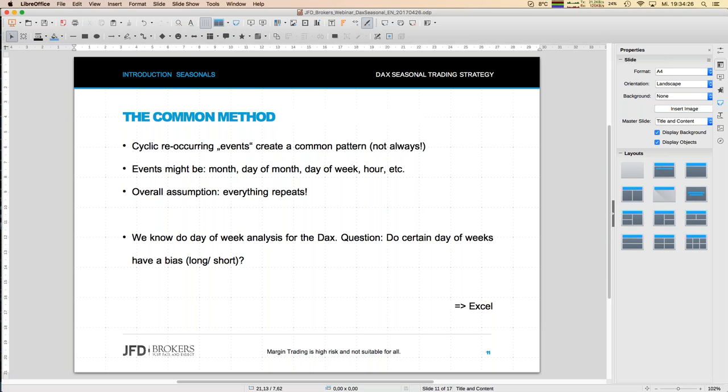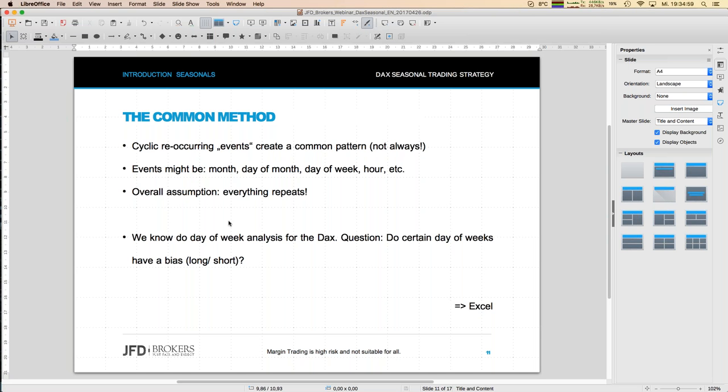Finally, we might go down the time frames even to hours or whatever. Then we would have typical behavior within a day, and we might find there as well some profitable relationships. The overall assumption here is that everything repeats, and that kind of assumption is a base assumption for trading at all, that we find something in the past which we trade tomorrow once again.